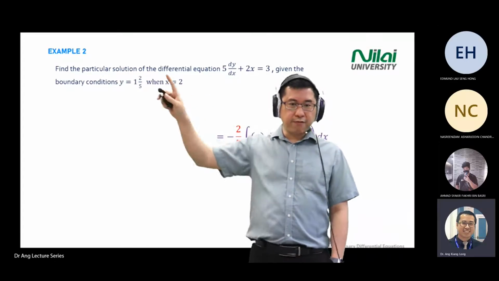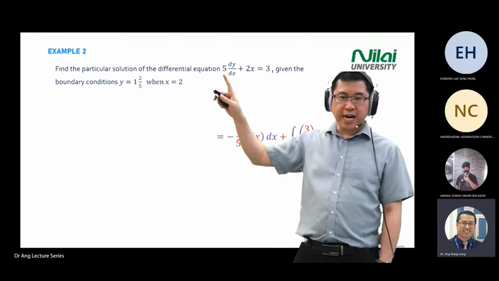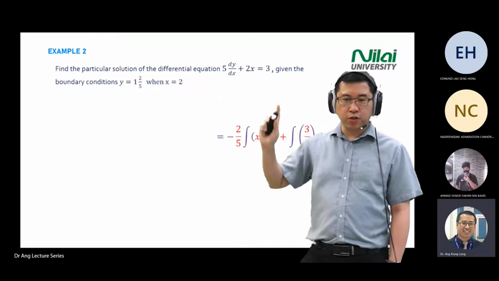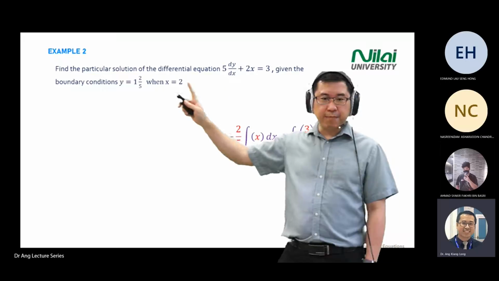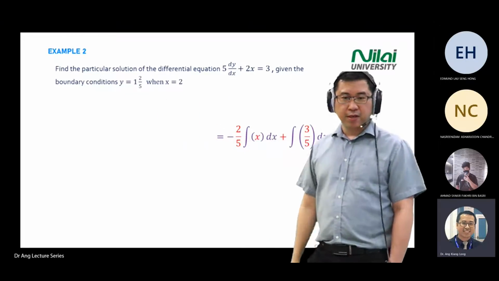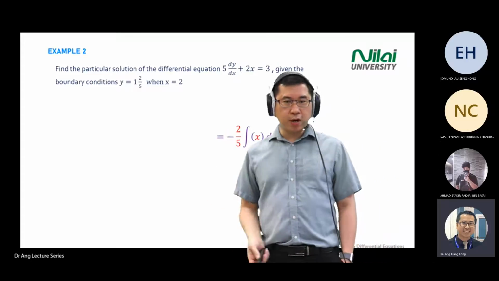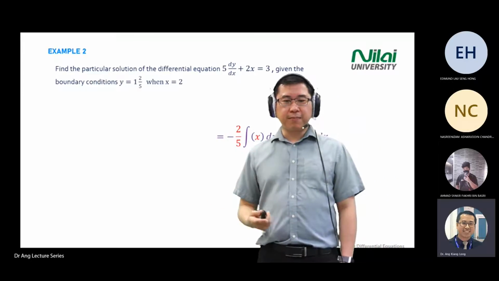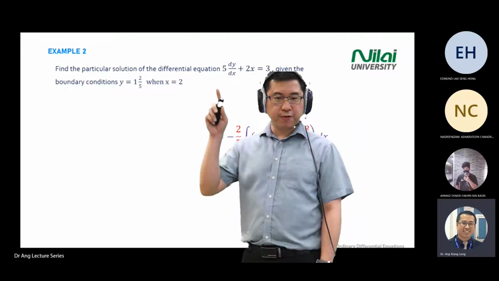So you are given one differential equation, 5 dy dx plus 2x equal 3. But now you're given some boundary conditions, y equal to this one, x equal to this one. So ask yourself, if you understand example 1, what is the first step? Edmund, what is the first step when you solve a differential equation?